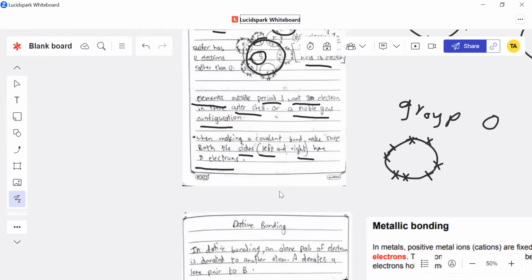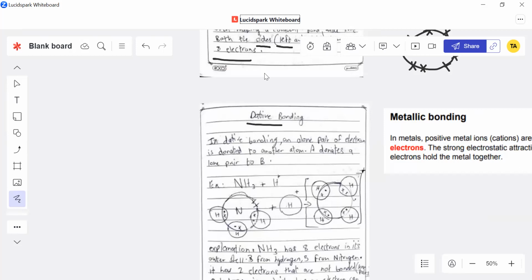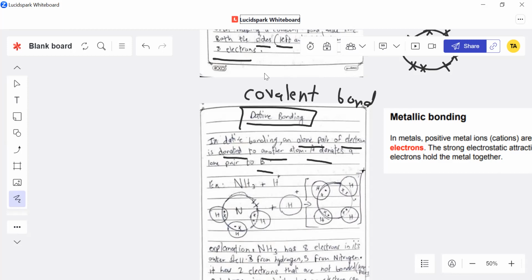Yeah, that's covalent bonding. Now, another type of covalent bonding is called dative bonding. Dative bonding is a form of covalent bond. And what is dative bonding? In dative bonding, a lone pair of electrons is donated to another atom. So for example, A will donate a lone pair to B.